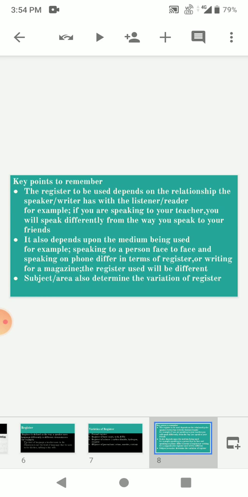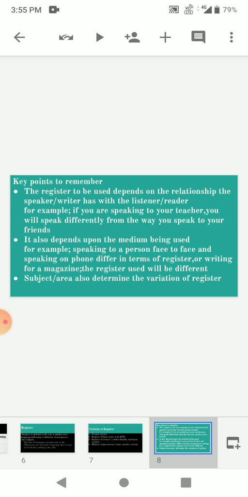There are a few key points to remember. The register to be used depends on the relation the speaker or writer has with the listener or reader. For example, if you are speaking to your teacher, you will speak differently from the way you speak to your friends. It also depends upon the medium used. For example, speaking to a person face to face and speaking on phone differ in terms of register. You will use different kinds of words.